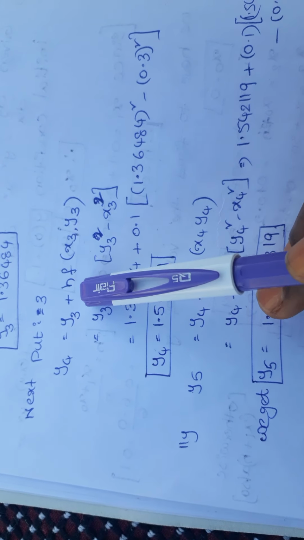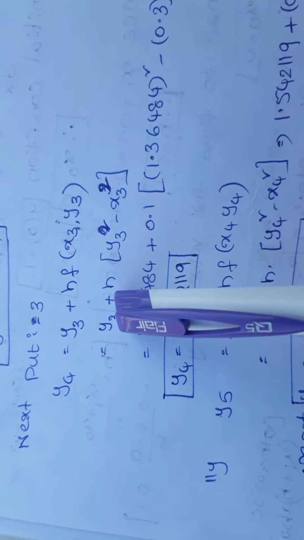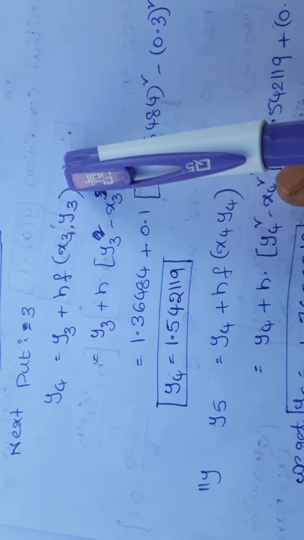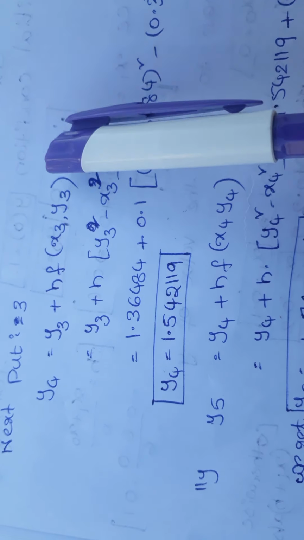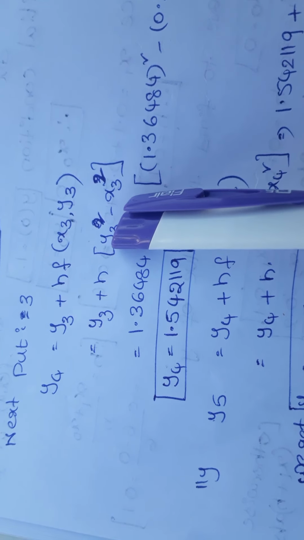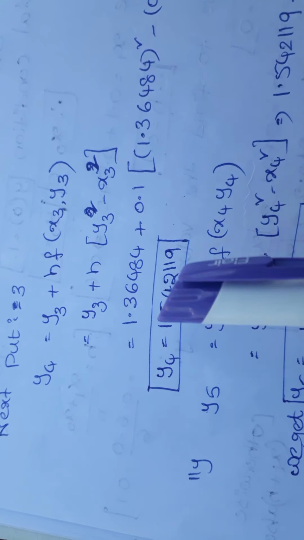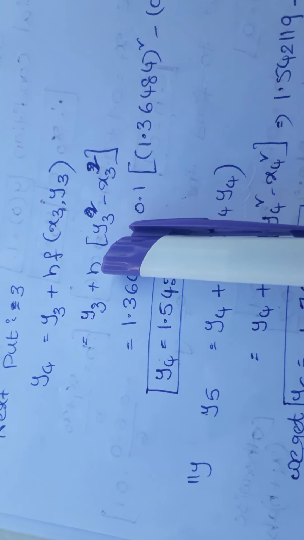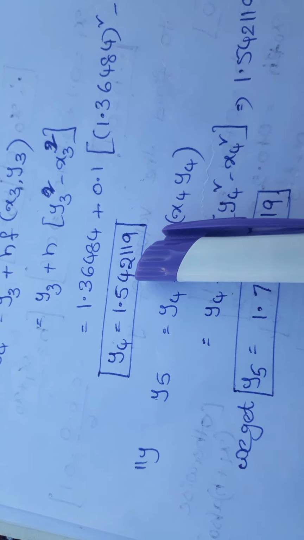Okay, and next put i is equal to 3 in 1. y4 is equal to y3 plus h into f of x3 comma y3. That is y3 plus h into f, where the function of x comma y is y square minus x square. Here x3 and y3, so y3 square minus x3 square. This is the answer after substituting the values of y3, h, x3. After simplification we get y4.